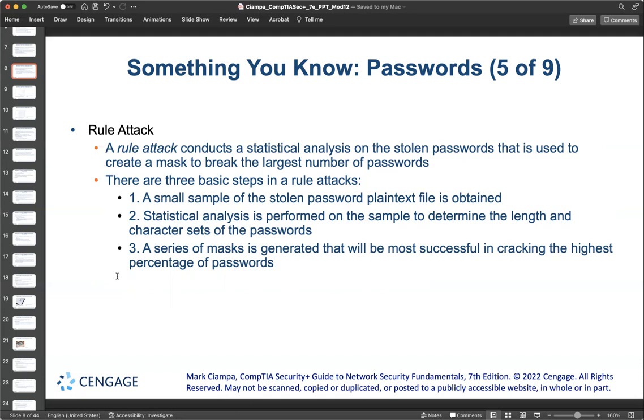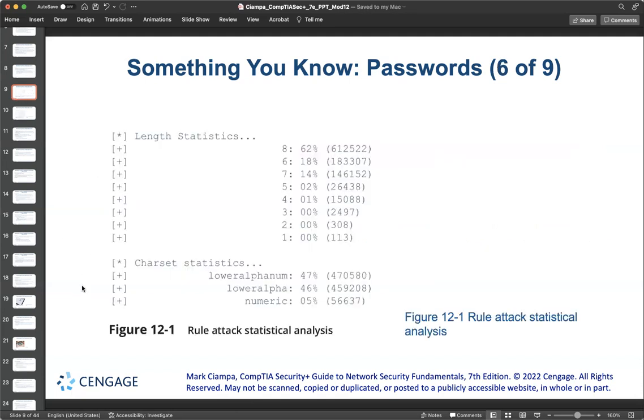And then based on the understanding of what is the common theme in these passwords, a series of masks are generated that will be most successful in cracking the highest percentage of the passwords. So they can know how many characters they need to generate, and then they try with the masks to switch the characters in those positions in order to find the passwords.